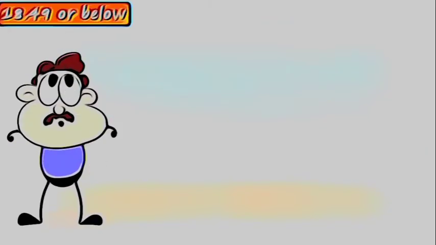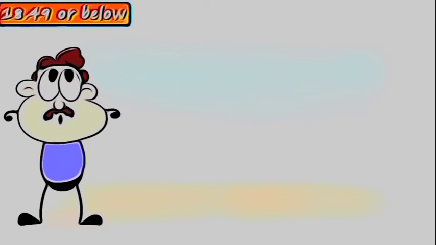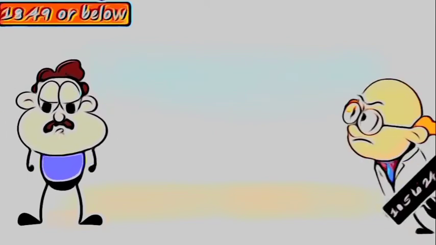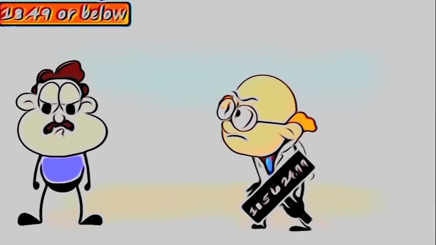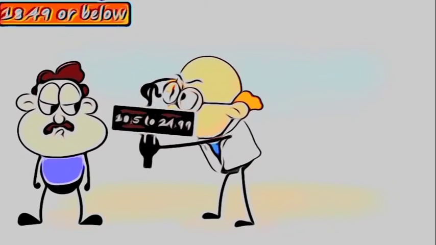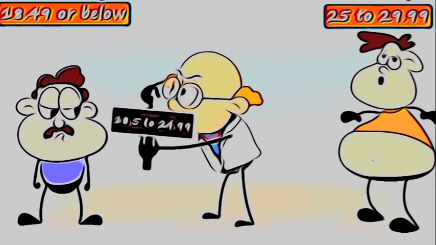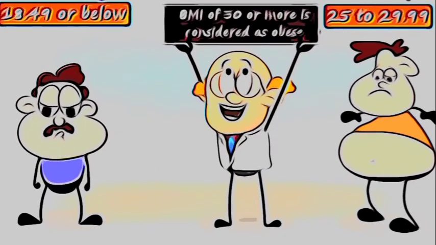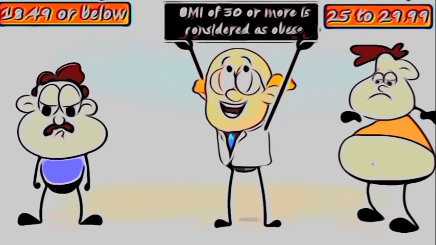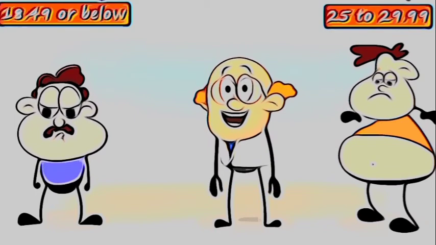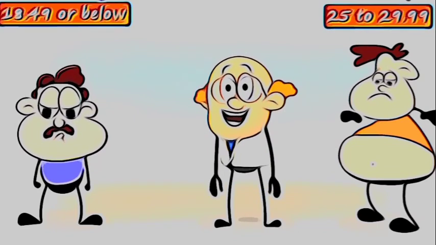If your BMI is 18.49 and below, you are considered underweight. If 18.5 to 24.99, you have a normal BMI. Once you get 25.0 to 29.99, you are overweight. And if your BMI is 30 or more, you are considered obese.